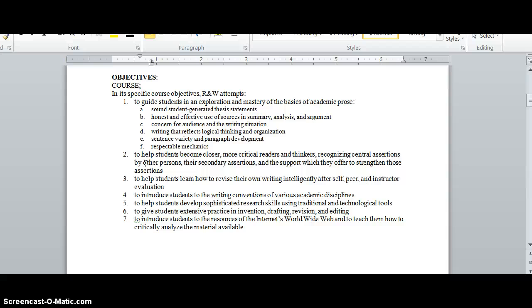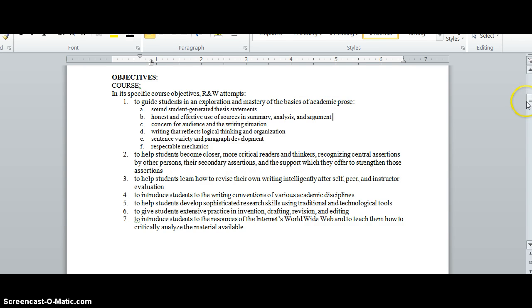You would become a closer, more critical reader by evaluating a movie. You will also recognize the central assertions of the people who made the movie by the way the story and theme of that story have been constructed. You may also look at central and secondary assertions in the academic sources you use to support your review of the film.